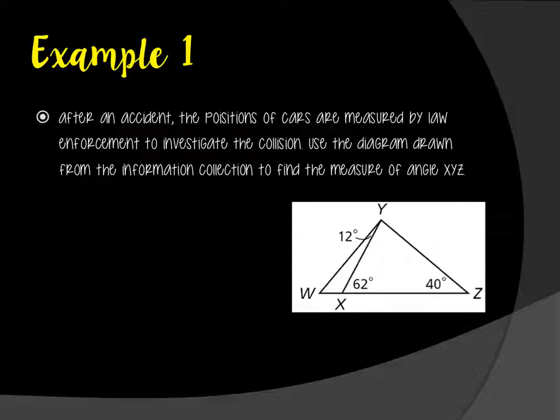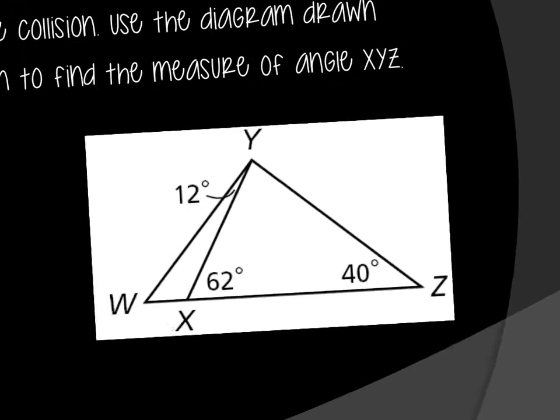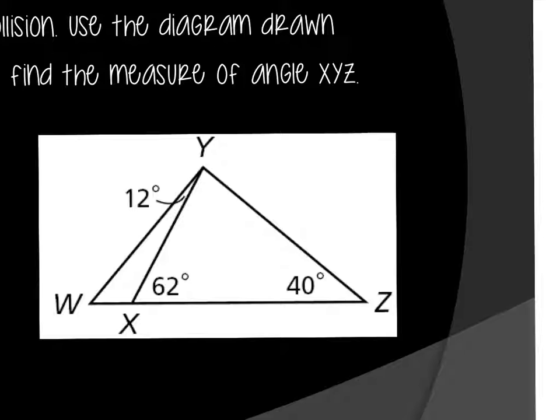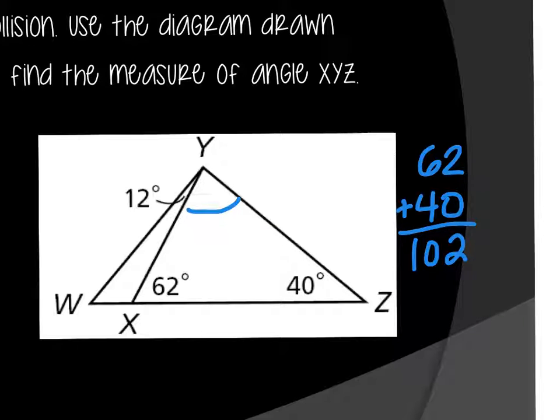All right, example 1 says, after an accident, the positions of cars are measured by law enforcement to investigate the collision. Use the diagram drawn from the information collected to find the measure of angle XYZ. A whole bunch of words that freak you out for no reason, because all you're looking for here is angle XYZ. How do I find it? You add up 62 and 40 and then subtract that from 180. Exactly. So this would be 102, the sum of those two angles. Then I would do 180 minus 102, and I get 78 degrees.